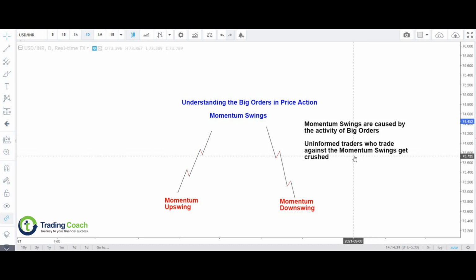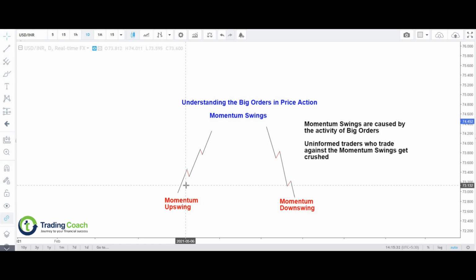And apart from that, the uninformed traders who trade against the momentum swings eventually end up getting crushed by the market. Here you have all these small and minor reactions within this swing. All these reactions are likely to be uninformed traders who have taken positions against the existing swing. Whenever the price moves against them, they'll be forced to exit their positions.